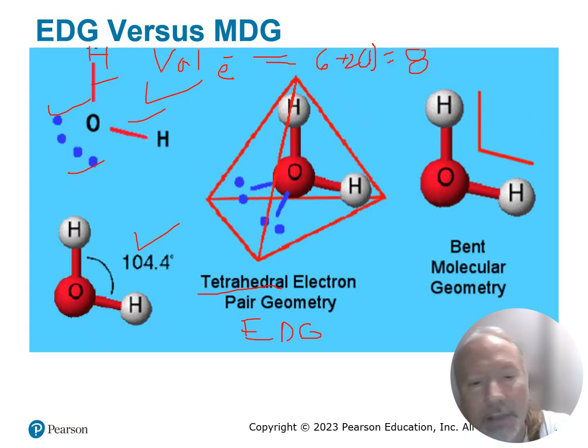So we get tetrahedral, which is like methane, but we have 2 fewer atoms in water than we have in methane. We have 2 extra hydrogens in methane, and a carbon at the center core and not oxygen. Now we go to the bent molecular geometry, which is what we get, but how did we get that?